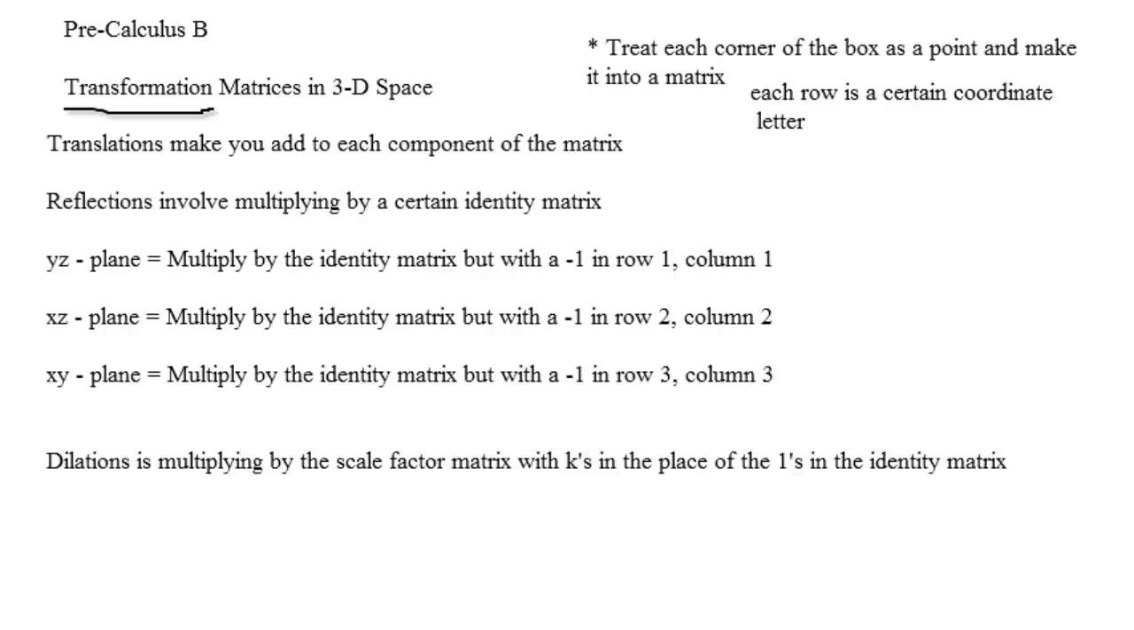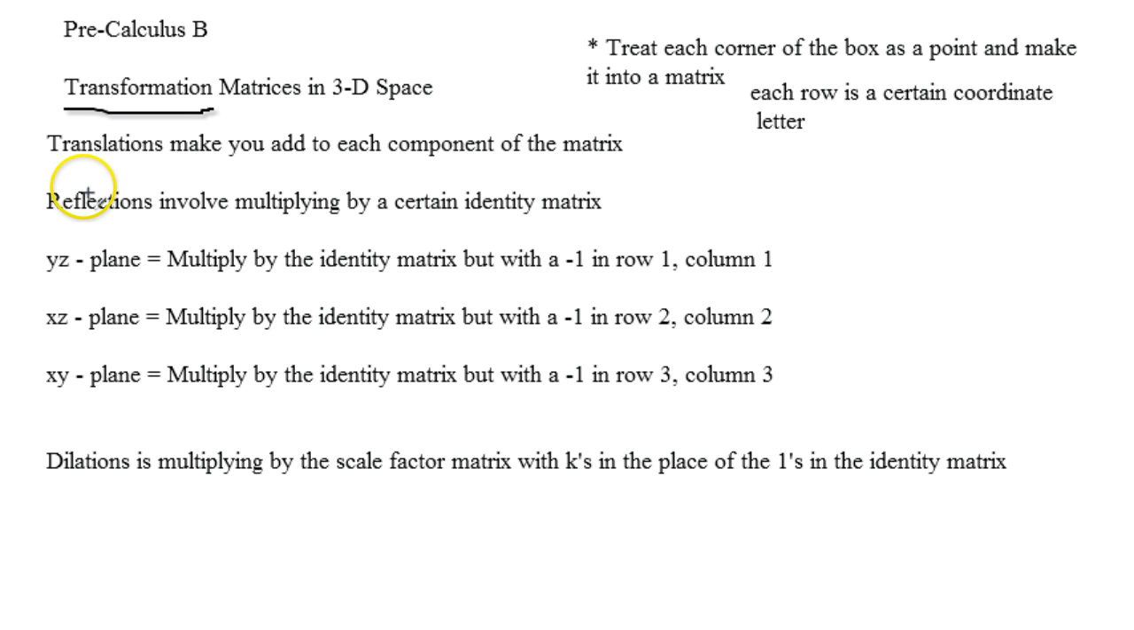All right, so this is transformation matrices in three-dimensional space. Really fast, you have to go back to making three-dimensional points and vectors. You want to treat each corner of the box that you made to create the actual vector or point and make it into a matrix. Each row is a certain coordinate letter. So the first row would be all the x's, the second row all the y's, the third row all the z's, and then the first column will be the first point, and so on and so on.